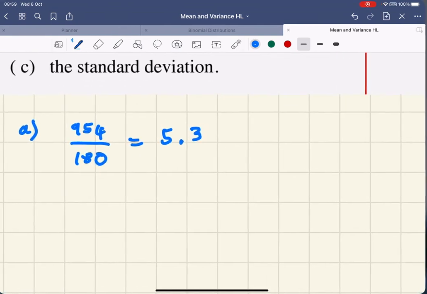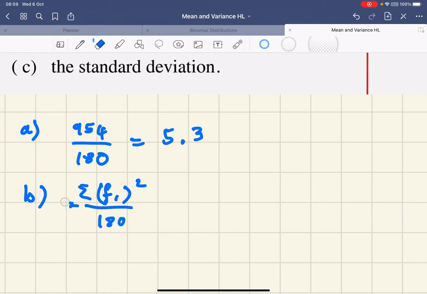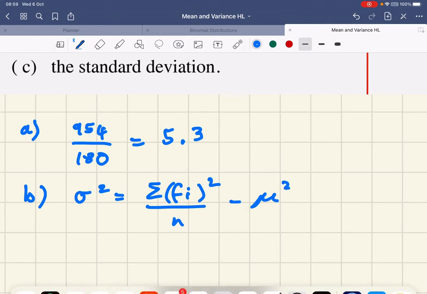Now for the variance formula, I take each piece of data and I square it, and I divide it by, so this is the variance, I divide it by 180. Let's just put this all in one go as a formula. So the variance is each piece of data squared and added up, divided by n, and then I take away mu squared, and this answer up here, that's mu, that's the mean.